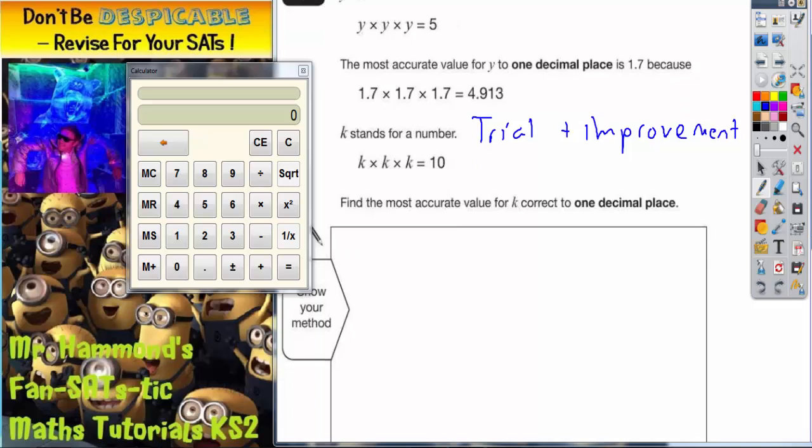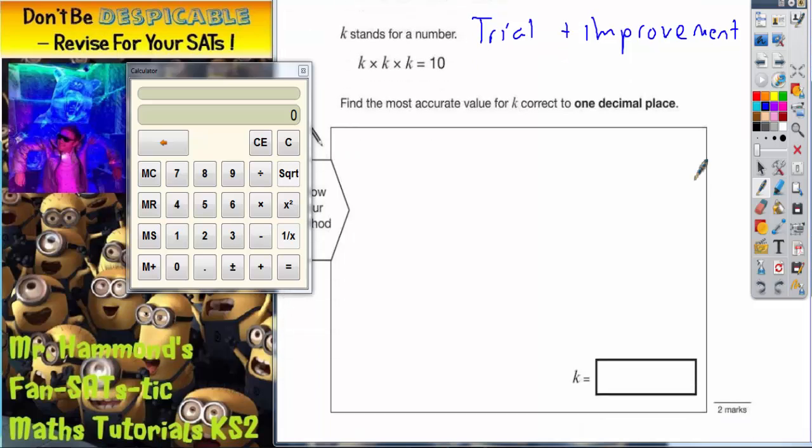And the way you do this is you set the whole thing up with a table. In your table you're going to need 3 columns. The first column is going to be called our trial. The second column we're going to work out our answer. And in the final column we're going to say whether this is too big or too small. So let's put the lines in for the table. Obviously you would use a ruler for the next bit.